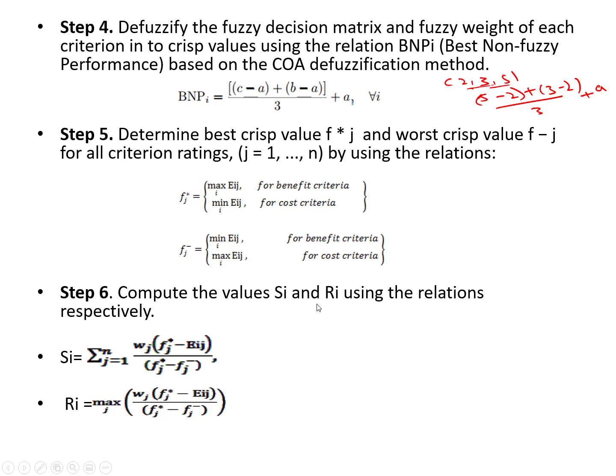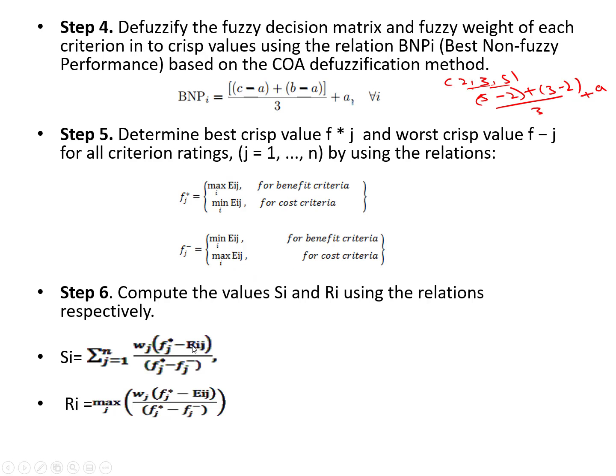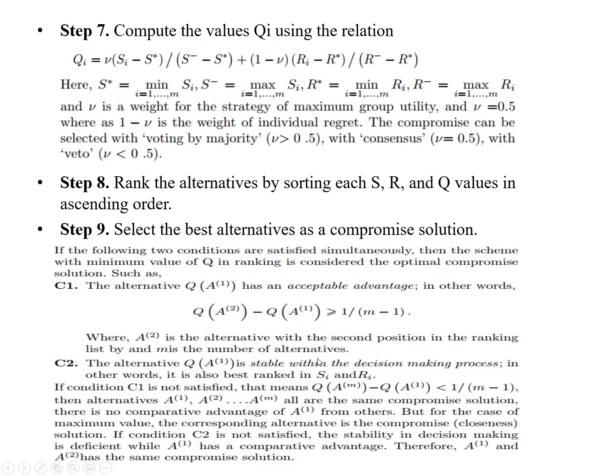Compute the values Si and Ri using the relation. Then we will calculate S values and R values. How will we calculate S values? This is the weight of the criteria, multiplied by the best crisp value, minus the alternative's value, divided by best minus worst. And similarly for R, the formulation is the same, but we will choose the maximum only in R.